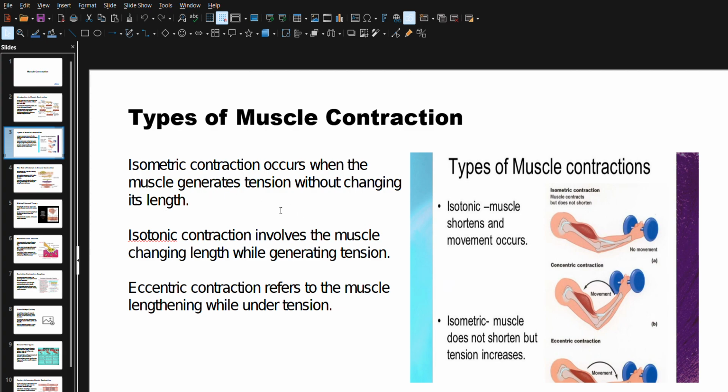Isotonic contraction involves the muscle changing length while generating tension. That means this isotonic contraction results in shortening and movement occurs. That means like while lifting, while folding, or while walking, or while bending, everything. So eccentric contraction refers to the muscle lengthening while under tension. So these are the different types of muscle contractions.